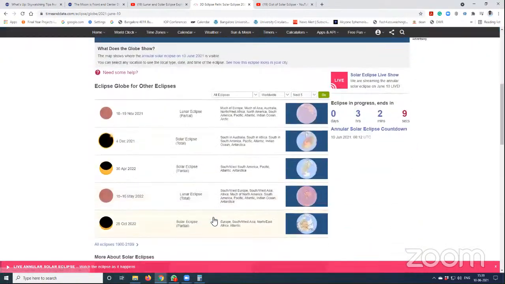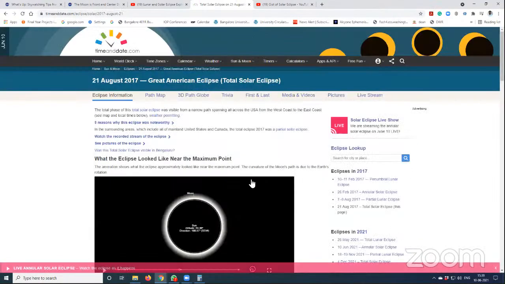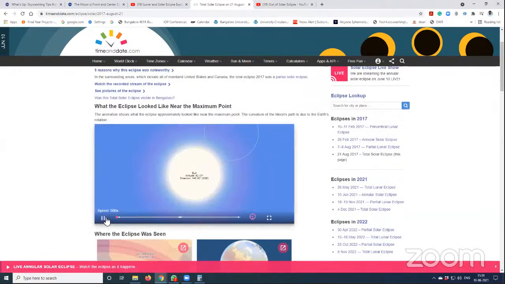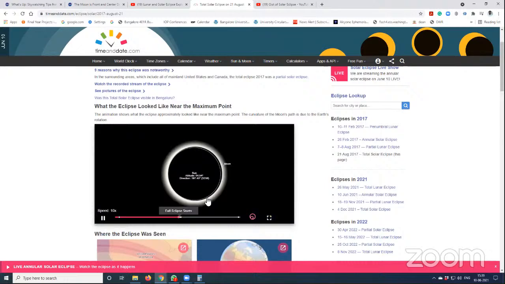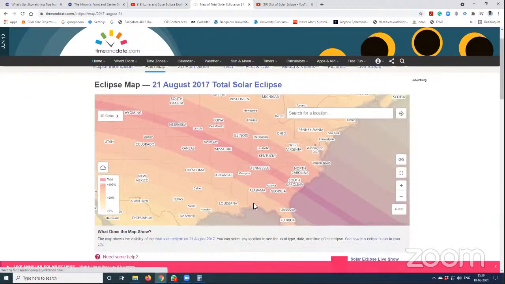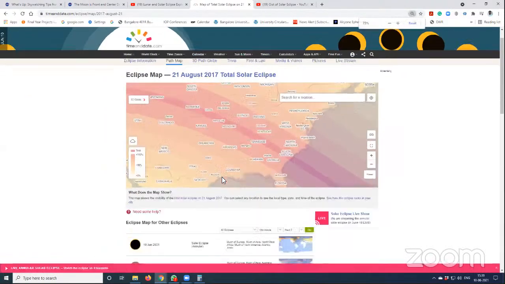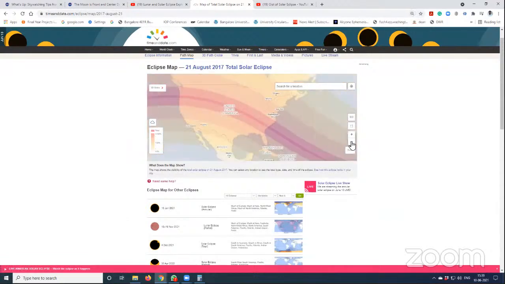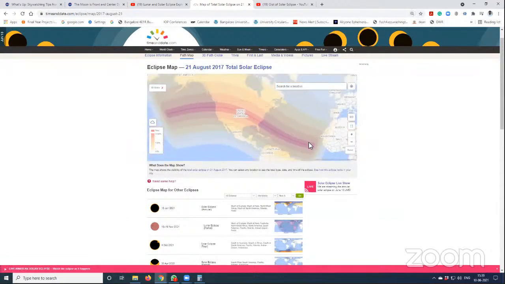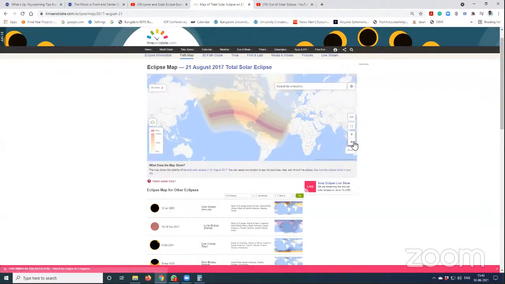Here what they will explain. See, this is for the Great American Eclipse. Same thing with their timings, they are showing that. This is the path for the United States of America. See that. Particularly wherever it goes, it can be seen here. Only a few parts of here. This is the totality.